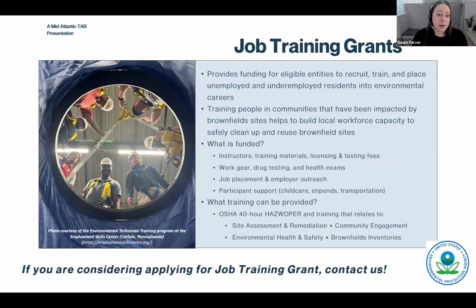Work gear, drug testing, and health exams are required to screen applicants for your program. Job placement and employer outreach are also eligible, so that you're connecting with employers and helping your students find those positions. It's also eligible to use some participant support costs.